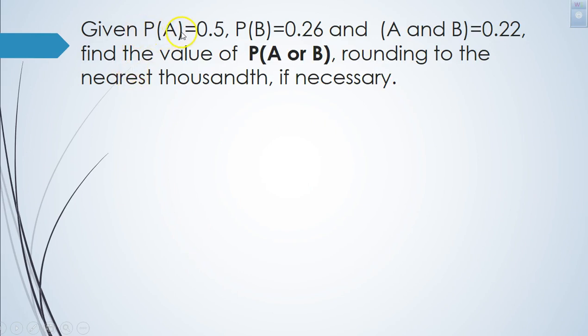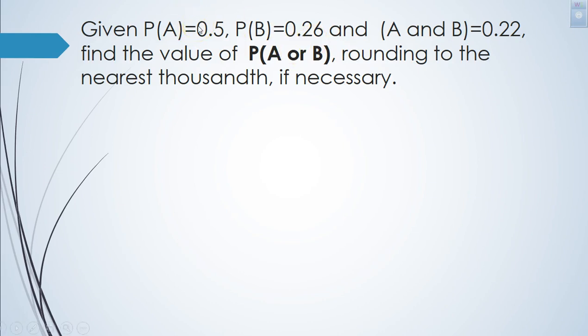All right, let's look at our next one. This one says given the probability of A is 0.5 and the probability of B is 0.26, and the probability of A and B is 0.22, find the value of probability of A or B. Now remember, when we're talking about A or B, we're going to add the two individual probabilities. We're going to subtract the overlap.